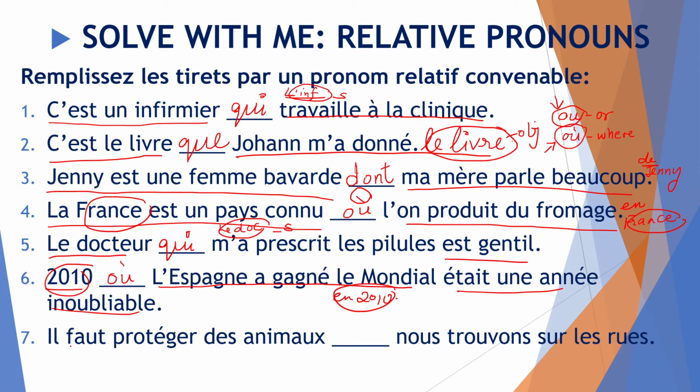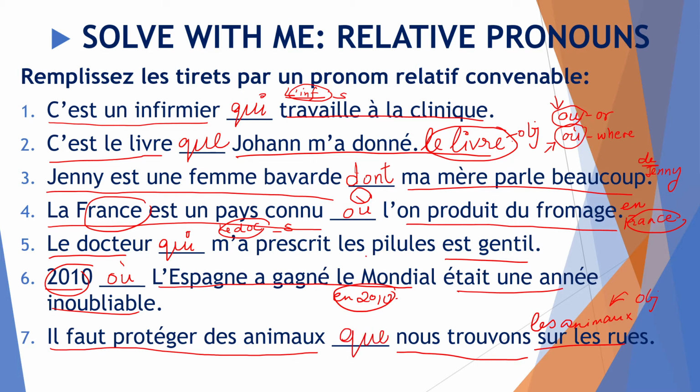Okay. Then, il faut protéger des animaux dash nous trouvons sur les rues. So the first sentence will be il faut protéger des animaux. Second sentence will be nous trouvons les animaux sur les rues. Now in the second sentence, this becomes your object, right? Les animaux, which is your common factor, becomes the object. Therefore, you have to put que.